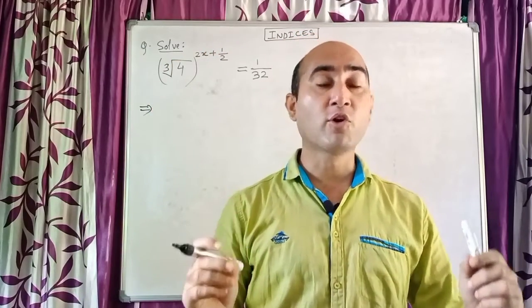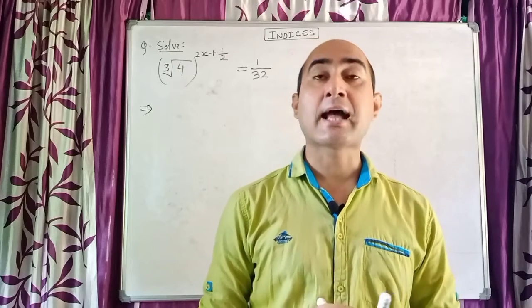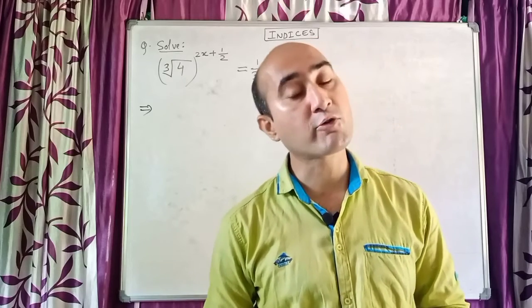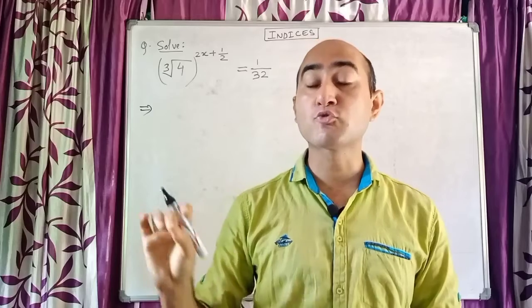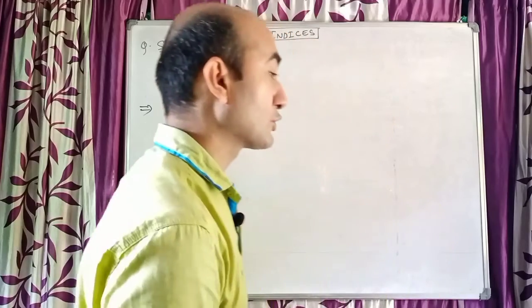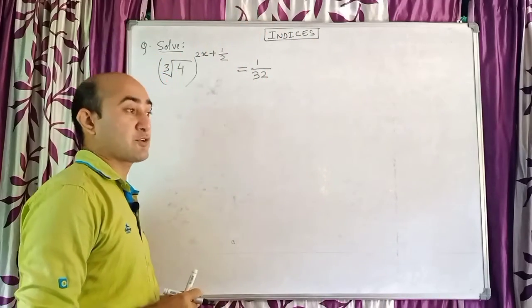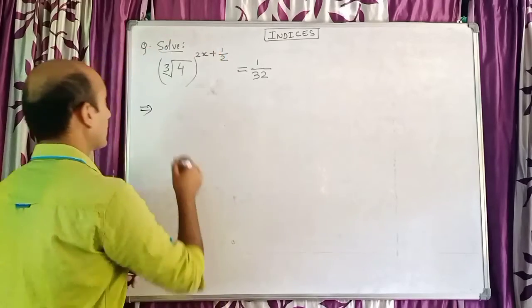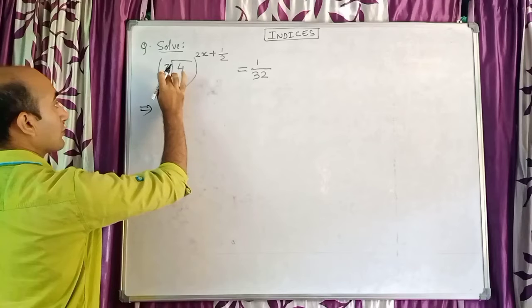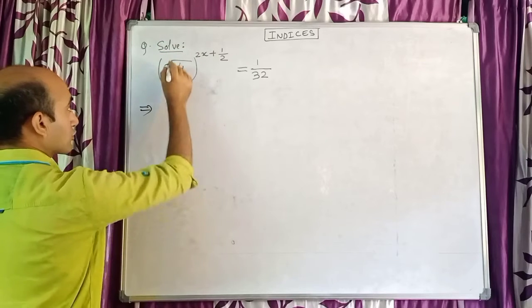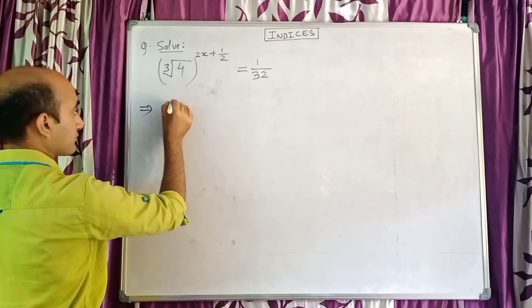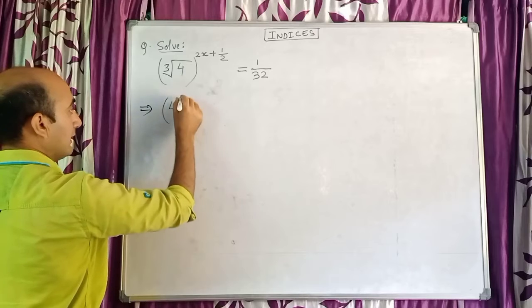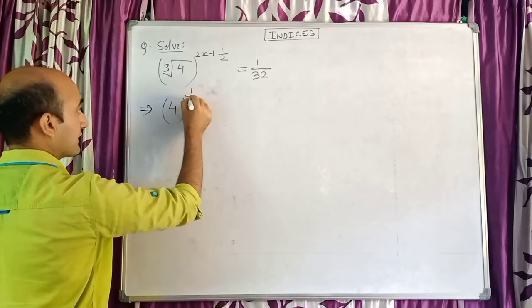That means 4 is 2 square and 32 is 2 power 5. When you multiply 2 five times, it is 32: 2 to the 4, 4 to the 8, 8 to the 16, and 16 to the 32. First of all, you remove this cube root. To remove the cube root, you write 4 and write 1 by 3.